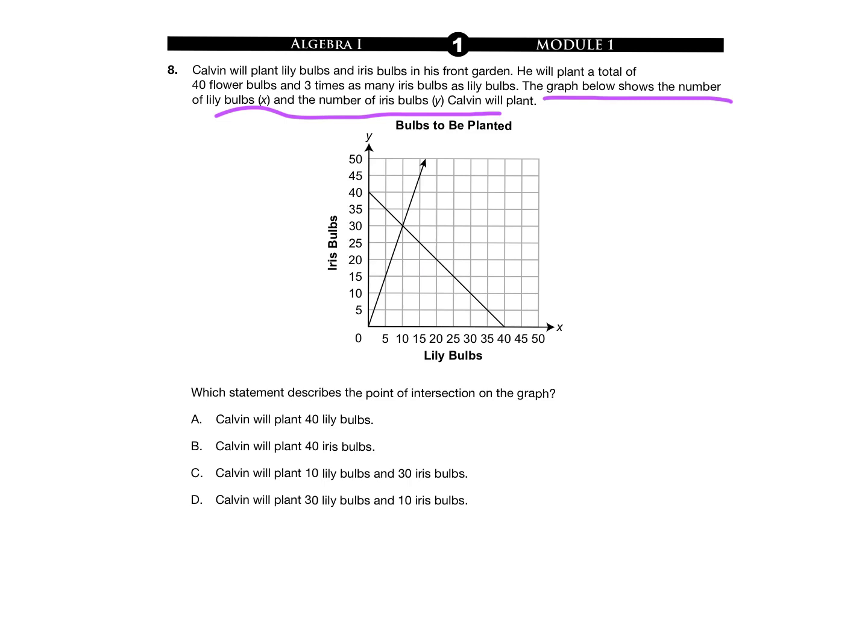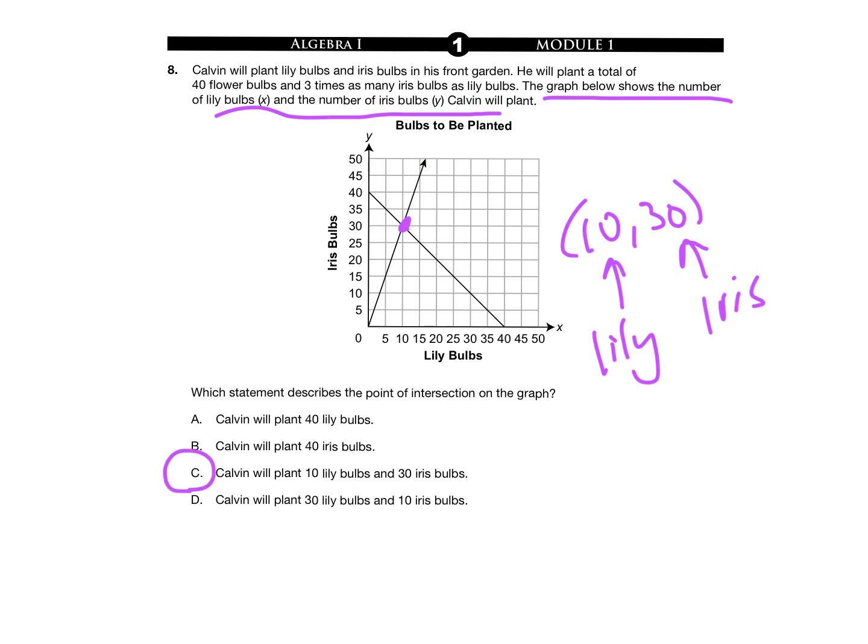And so the intersection is this point right here, 10, 30, where 10 is the X. Remember, X is about lilies. And 30 is the Y, and Y is about irises. So the correct answer has to match up with that labeling. And so this correct answer then would match up with being C, 10 lily bulbs and 30 iris bulbs.